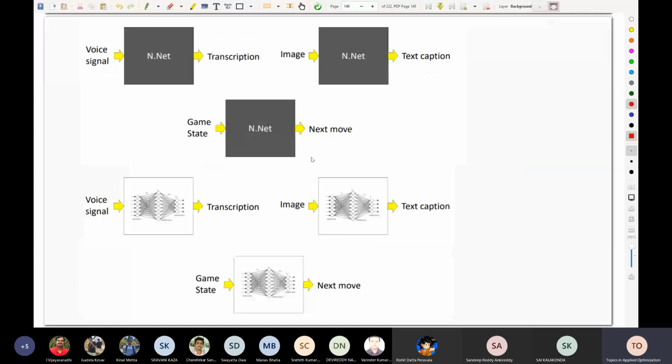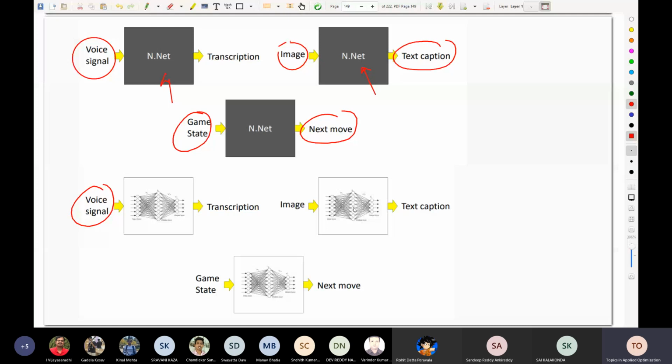So to come back to our previous problem, what is there in these black boxes? Voice signal goes in, transcription comes out; images go in, and a text caption comes out; game state goes in, and the next move comes out. So what do we put in these black boxes? They are now somewhat clear to us. These are nothing but neural networks. Behind all these black boxes are nothing but neural networks.